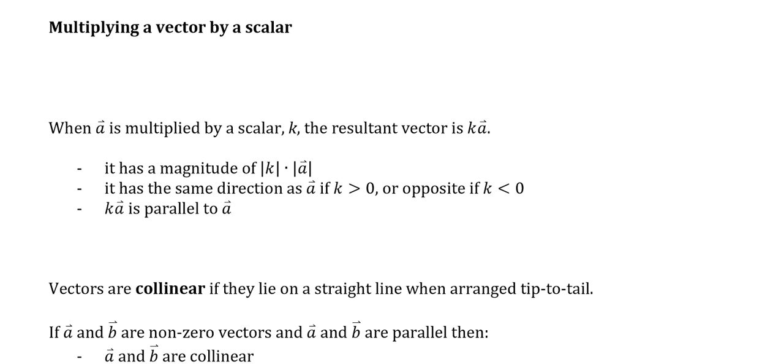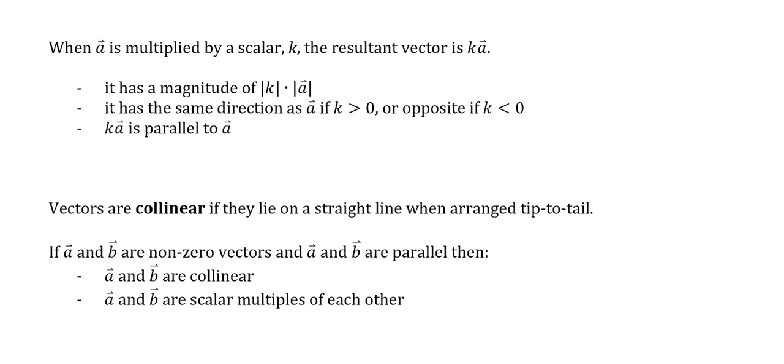That's just how we would show it, but you can usually simplify that. It has a magnitude of the absolute value of k times the magnitude of A. And it's the same direction as A if k is positive and the opposite if k is negative. That's all that's saying, k bigger than 0, k less than 0, right? Exactly what you'd expect. So if I take the A vector and multiply by -2, I'm going to flip the direction of the A vector. Okay? They're parallel. That's an important idea.